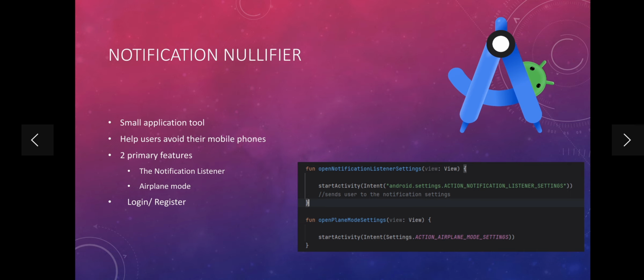The functions are called when the button is pressed by the user. The function and the XML button lay out the connection through the view variable contained as a parameter in the function. These functions are located within the Kotlin file main activity, within the class main activity.